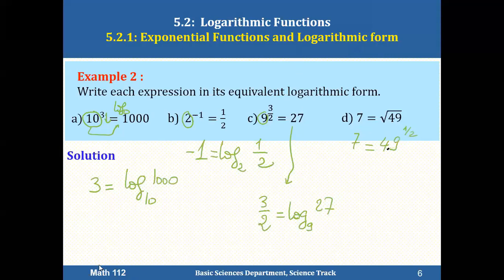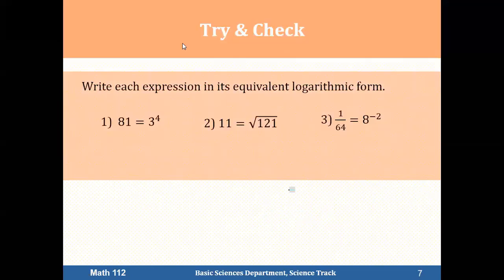So what is the base in this example? 49. So this is the base. Okay. So here, what is the base in example 2?